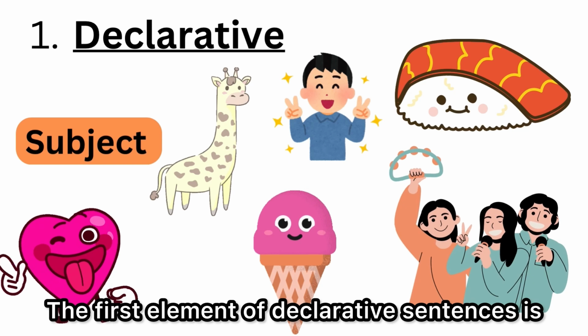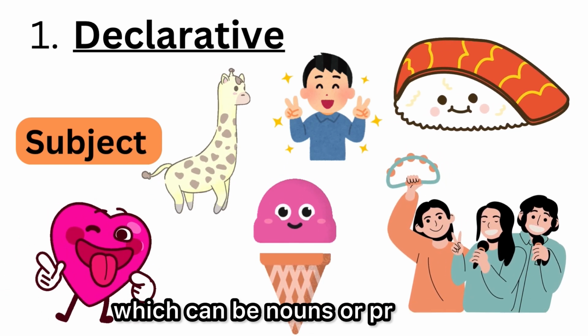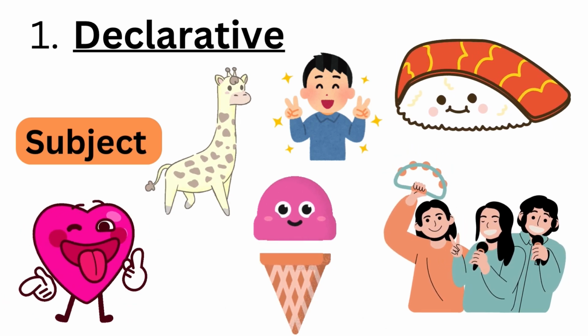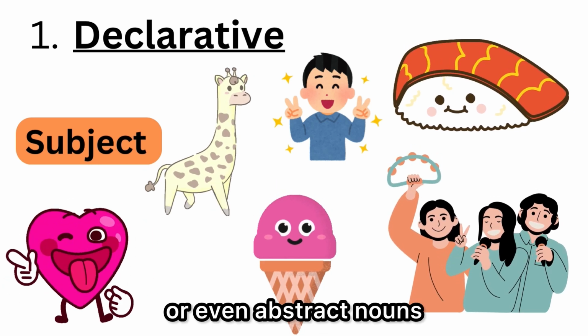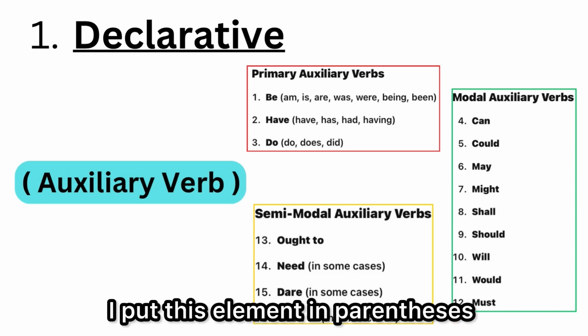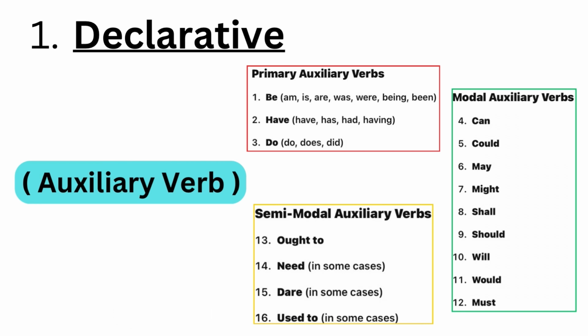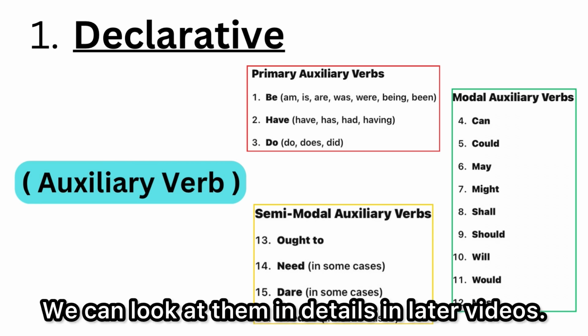The first element of declarative sentences is the subject, which can be nouns or pronouns, including either human beings, animals, objects, places, or even abstract nouns. The second element of declarative sentences is the auxiliary verb. I put this element in parentheses, as it is optional to form declarative sentences. The list of auxiliary verbs is on this page. We can look at them in detail in later videos.